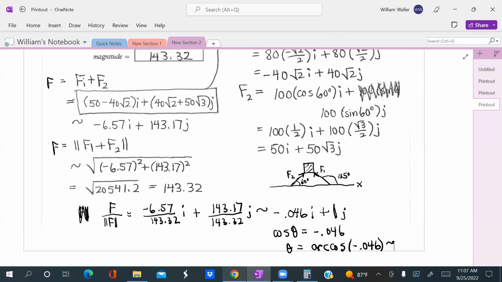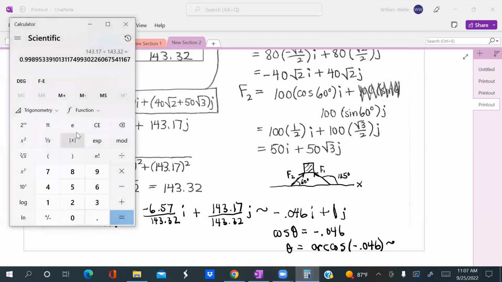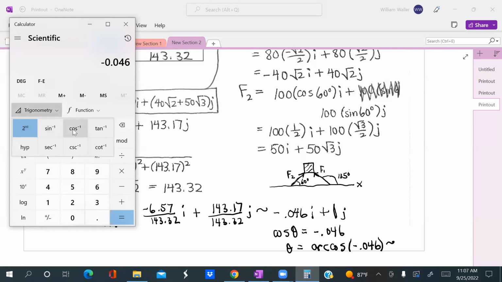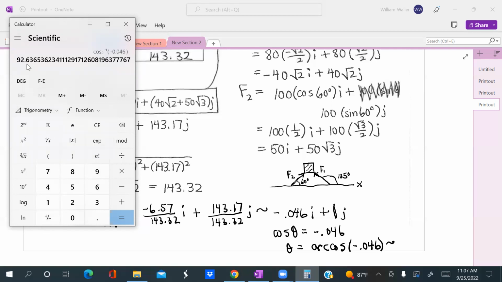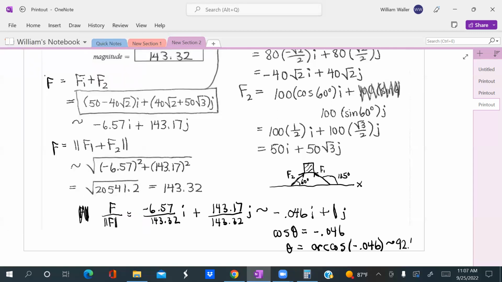Let's see if we can calculate that arc cosine. So 0.046. All right, change the sign of that so it's negative, and let's try the inverse cosine of that and get about 92 degrees. Or a little bit more than 92 degrees, 92.63 degrees.